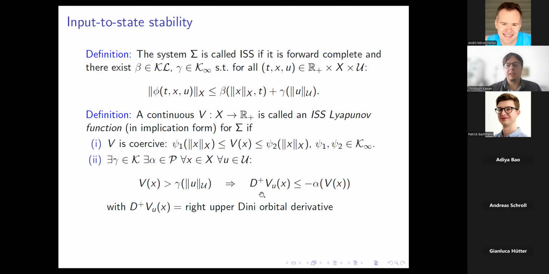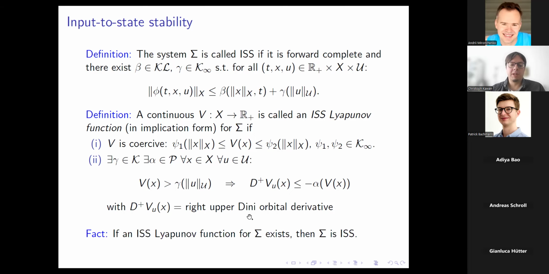The only thing here maybe I should mention is the kind of derivative that I'm using here, or orbital derivative. This is basically the right upper Dini orbital derivative that you define using a limit superior. So this is this, and then we have a well-known fact. If an ISS-Lyapunov function like that exists, then the system is ISS. I'm not sure if the converse here holds. I think nothing like that has been proven. I don't know, Andrei, maybe you can say something about this.